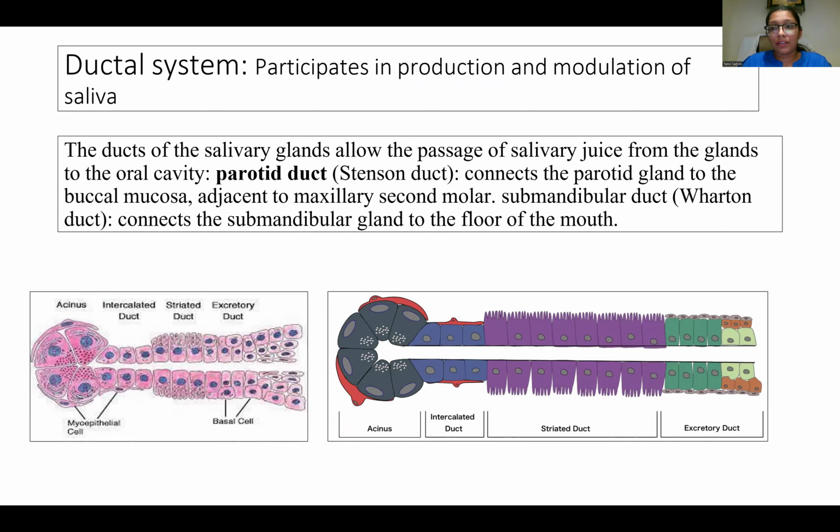In general, when we study these ducts, we have the parotid duct. The duct of the parotid gland is Stenson's duct, and this connects the parotid gland to the buccal mucosa, and it opens adjacent to the maxillary second molar. Next is the duct of the submandibular gland, that is Wharton's duct, and this connects the submandibular gland to the floor of the mouth.